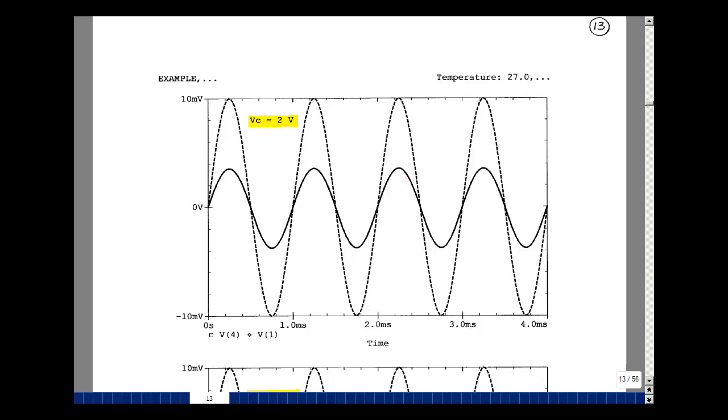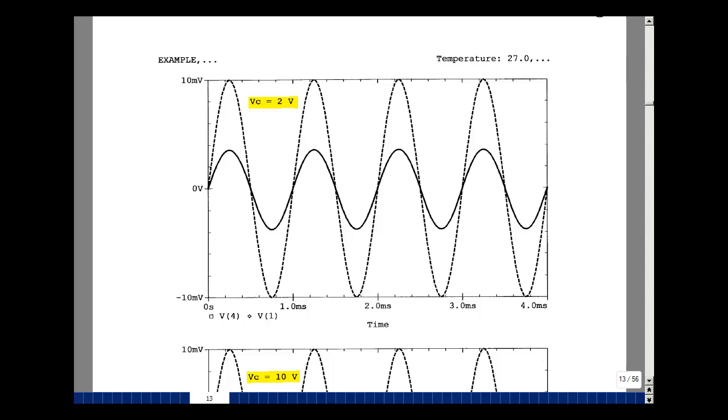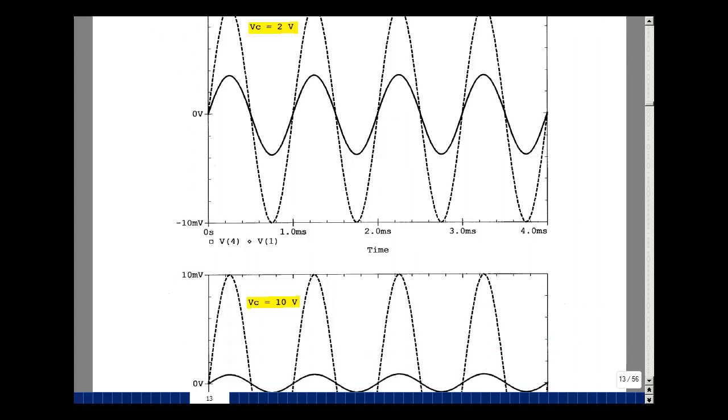I forgot to mention in the previous page we had a command called .prob. What that is, it's collecting all voltages and all currents in your simulation, so I can ask for any voltage or any current. Then I varied the power supply and ran the program again, but now with a value of 10 volts for V sub C.